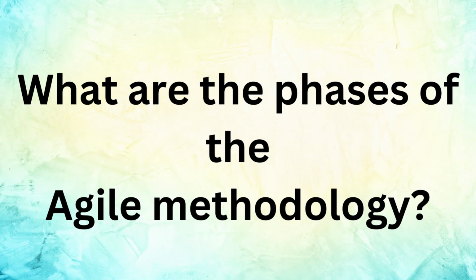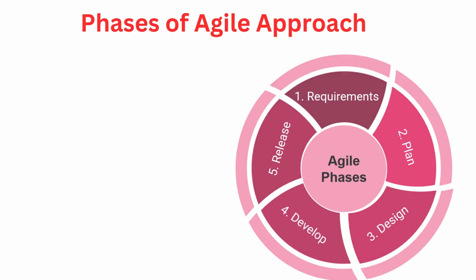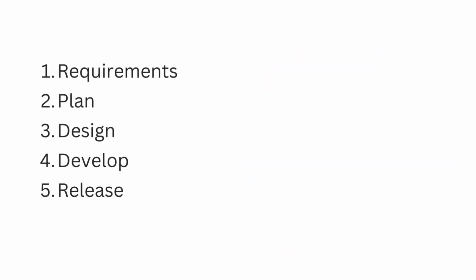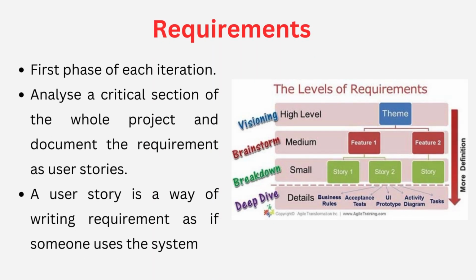Just like the waterfall method that we learned, the agile approach also has 5 phases. So let's go through each phase. The 5 phases are requirements, plan, design, develop, and release. I mentioned previously that agile methods work in iterations, right?